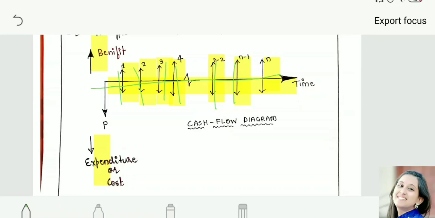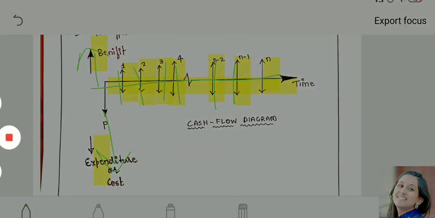So what do receipts and disbursements mean? The arrow signifies the cash flow, normally downwards, that is your expenditure, you can see, right? So this expenditure means disbursement, and it is also called cost, as I have indicated there, and the upward arrow represents either the benefit or receipts. Okay, so clear with this concept.